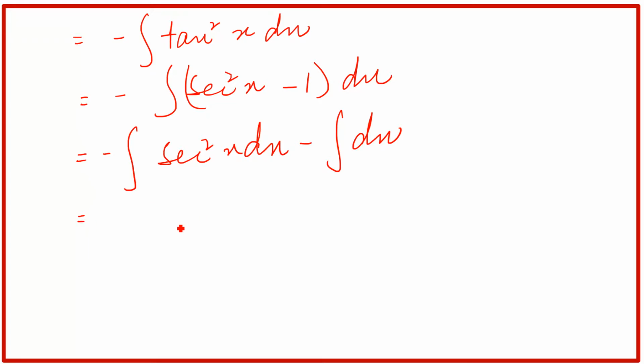So this is equal to minus the integral of secant square x, which is tangent of x. This minus minus will become plus x plus c. So this is the answer.